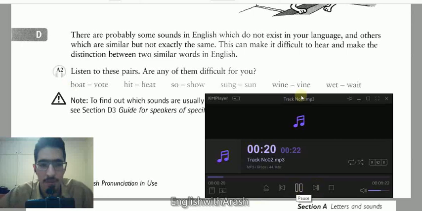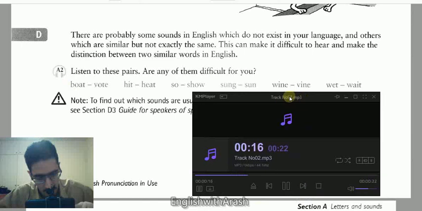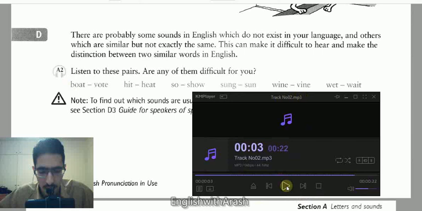A2. Boat, vote. Hit, heat. Sow, show. Song, sun. Wine, vine.